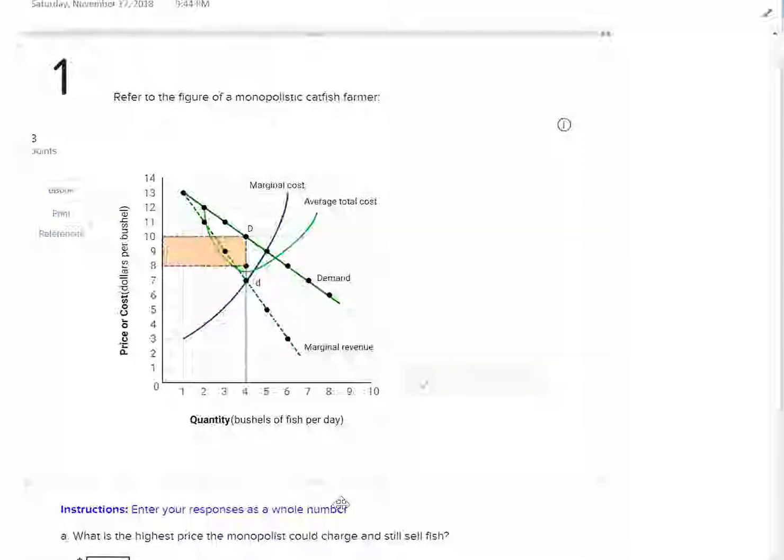Hello, microeconomics students. This week's lesson is on chapter 24, which deals with monopoly. And I wanted to offer some help with the homework. Monopoly in some ways is going to be familiar, in some ways is going to be very unfamiliar.